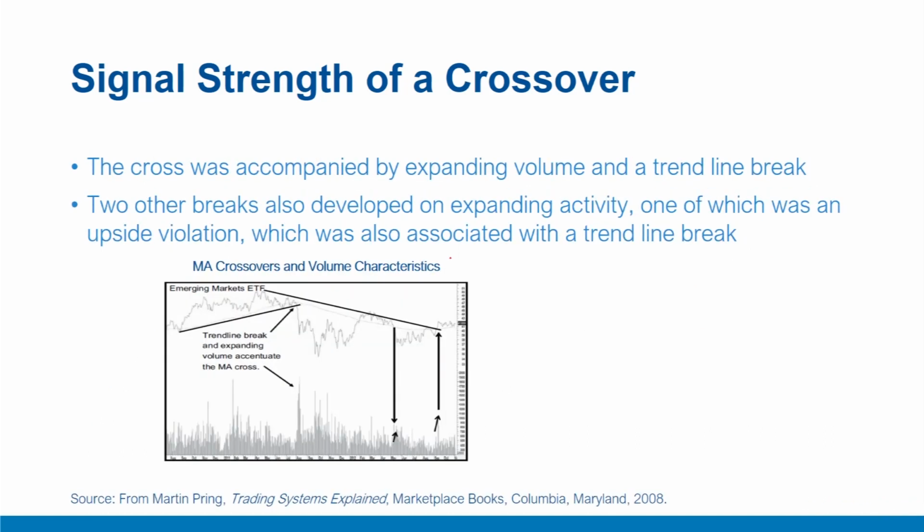Notice the figure here. This cross was accompanied by expanding volume activity and also a trend line break, which indicates a very strong signal. In addition, there are two other breaks with expanding activity. As we can see, volume has expanded. In fact, for this particular break, the trend line is also violated and it was an upside violation. The trend line is also violated, so the signal is particularly strong.